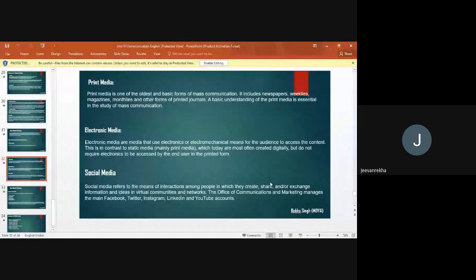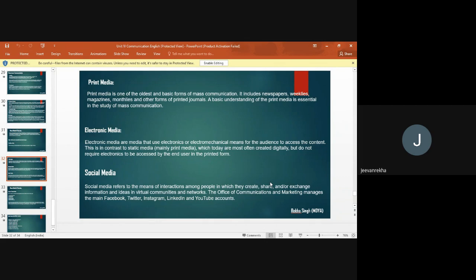What is print media? Print media is one of the oldest and basic forms of mass communication. It includes newspapers, weeklies, magazines, monthlies, and other forms of printed journals. Whatever you are getting in print, that is print media. Either it is a book, newspaper, magazines, and all. A basic understanding of print media is essential in the study of mass communication.